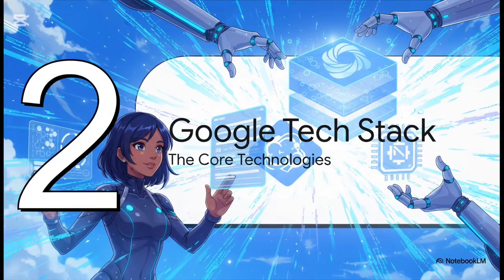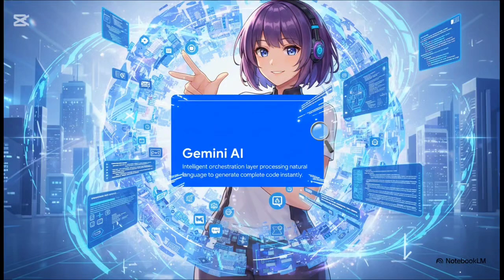Moving along to Section 2, the Google core tech stack. First up is the Gemini AI integration. You can think of this as the brain of the operation, acting as the intelligent orchestration layer. But to be totally clear, you're not just using this as a sophisticated autocomplete. Gemini actually processes your natural language descriptions to architect and generate complete, clean code structures instantly.